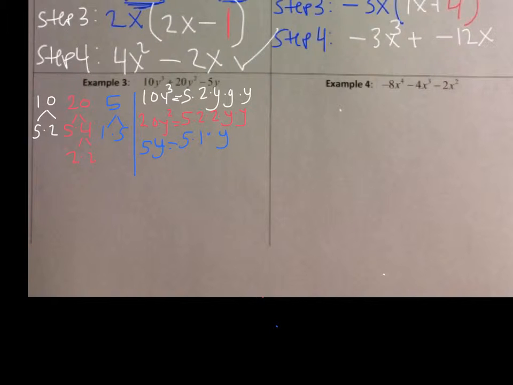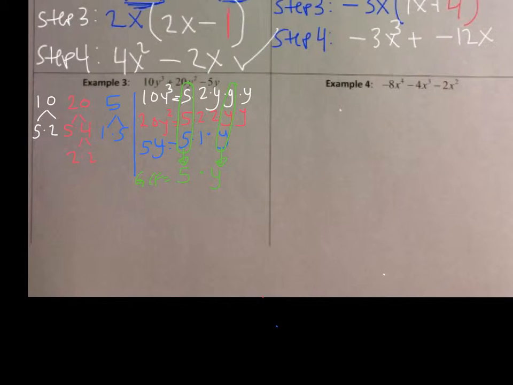So as you can see, the only things that we have in common are the 5 here and the y here, and I think that might be it. It's just the 5 and the y. So let's bring them down just so we can see them more clearly. Bring the 5 down since they have 5 in common, multiply by the y. So our GCF is equal to 5y.